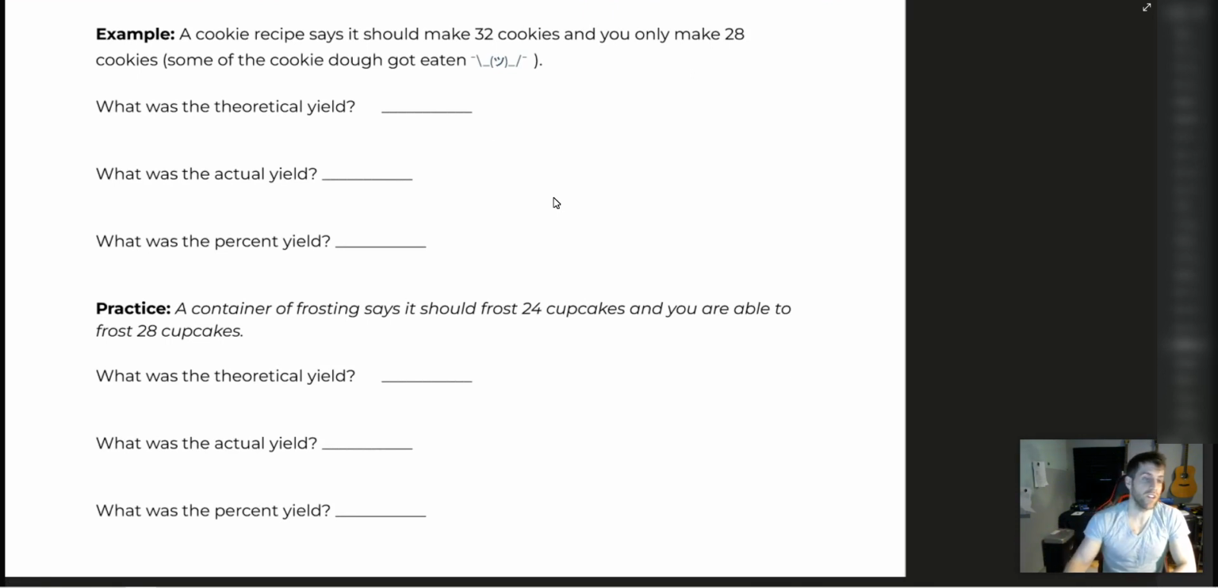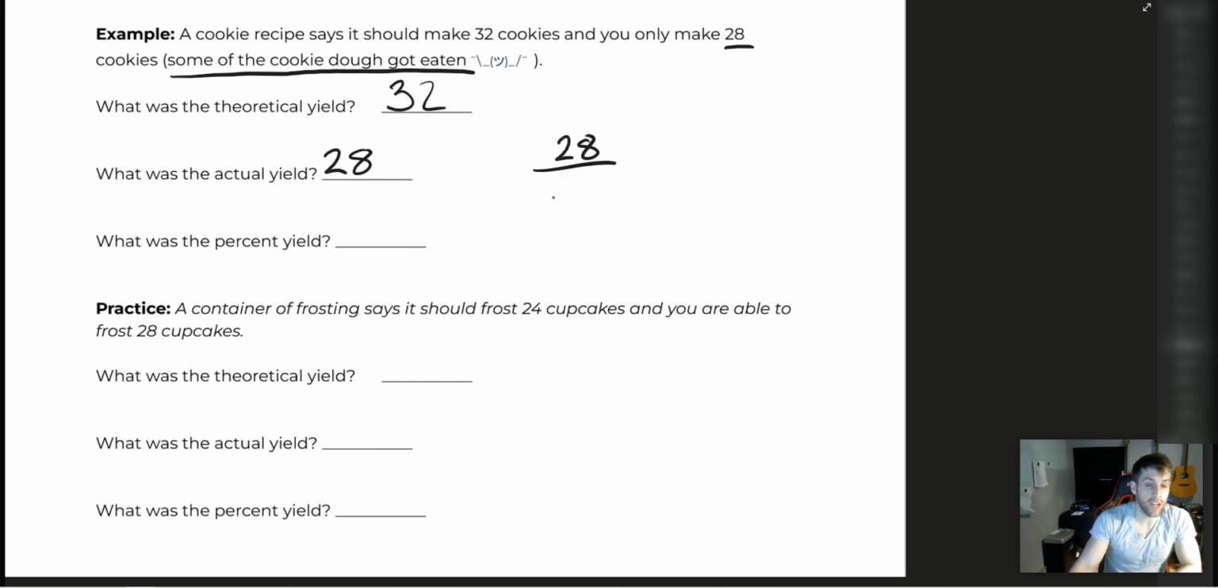Okay, so what was the theoretical yield? Well, theoretically, we should have been able to make 32 cookies. However, the actual yield that we made, because apparently some of the cookie dough got eaten, was 28. So the overall percent yield that we were able to acquire here is our actual yield of 28 divided by our theoretical yield of 32. We're going to multiply that times 100. So this is going to be 0.875 times 100, and that would be 87.5%.